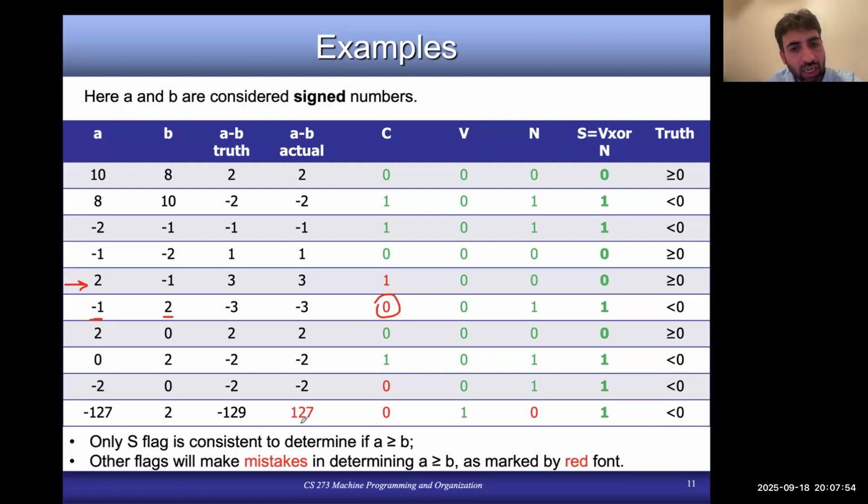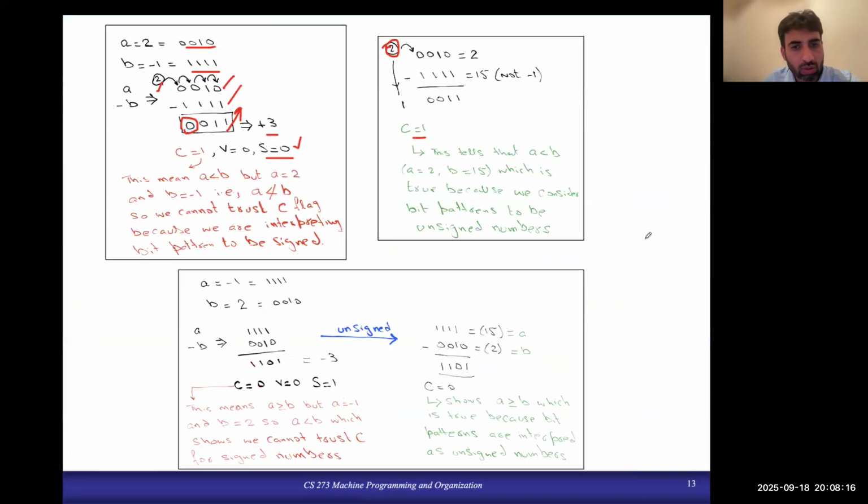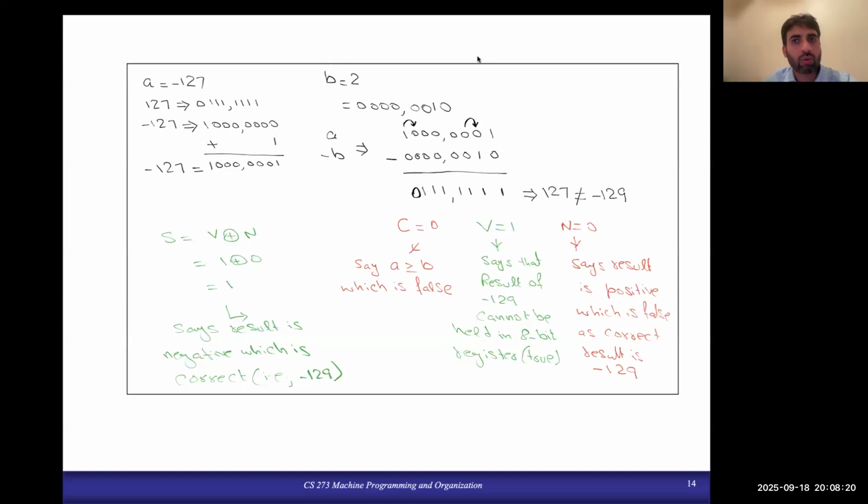Now let's do the last example where we see that both the carry flag and the sign flag convey the wrong information, right? But in all these cases, the main takeaway of this slide is that in all these operations, you can always trust the sign flag because it gives you the correct information. Okay. So let me go to that last part. Here, 127, right?